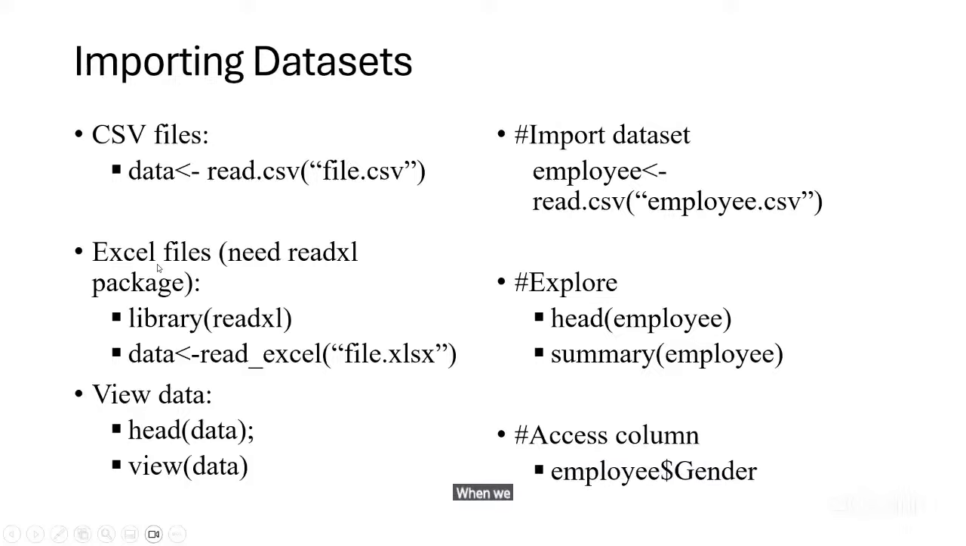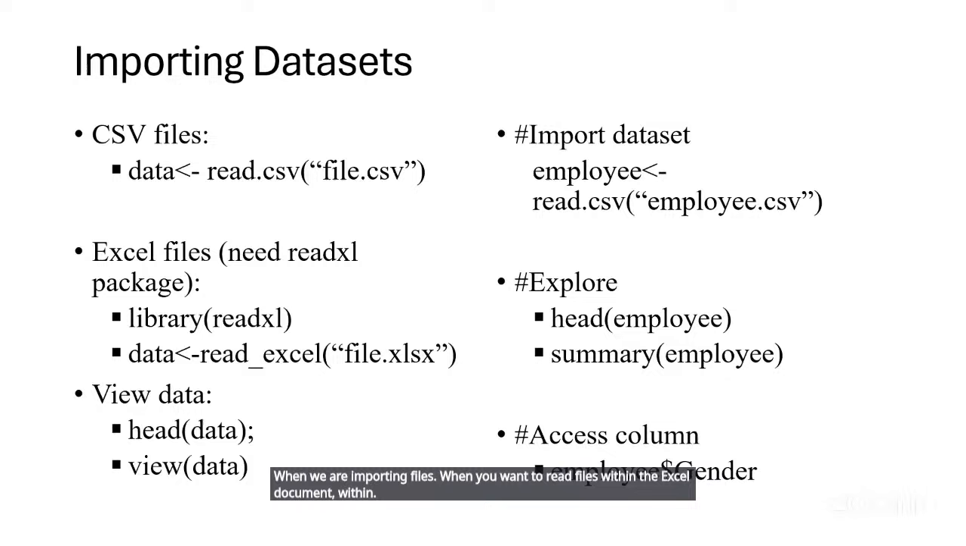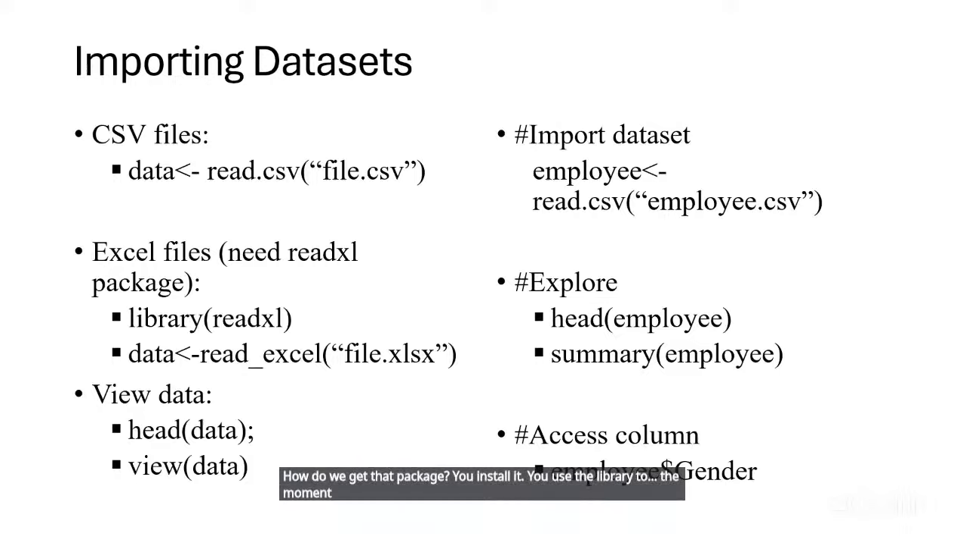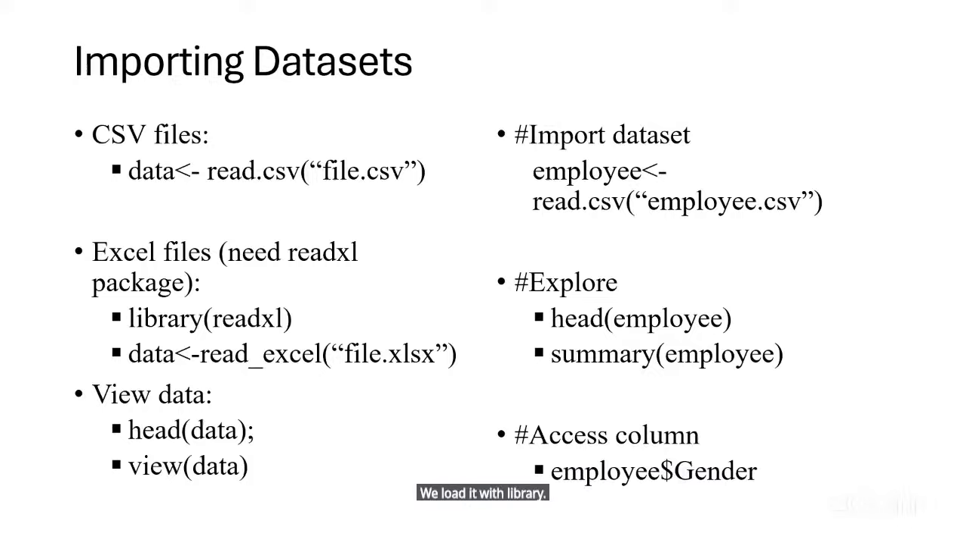When you want to read files that have been saved in Excel, we shall need the readxl package. How do we get that package? You install it, and after you install, we load it with library. We are telling R that the command I'm going to use has a function within this library. So the command is read_excel. In brackets, we put our file name.